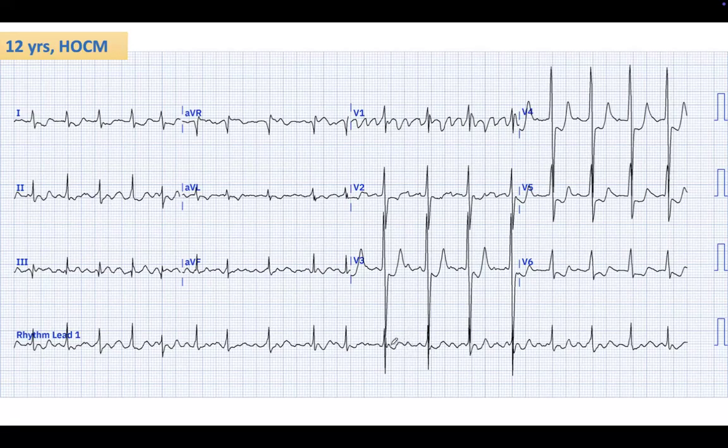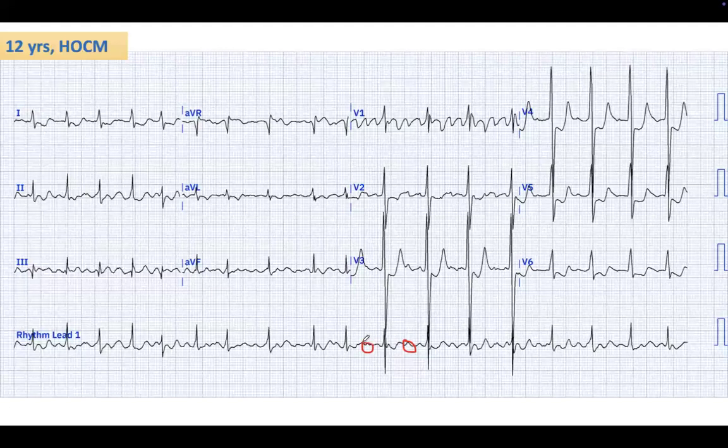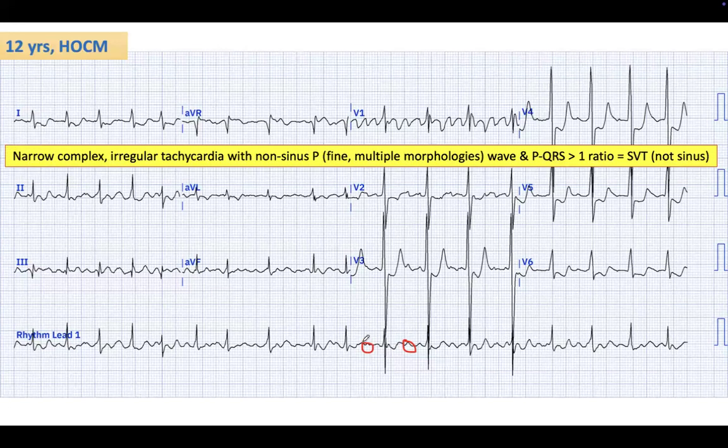If you look at the P waves very well, they are a little bit different. This P wave is a little bit different than this P wave. This is more fibbish, so I would call this atrial fibrillation.